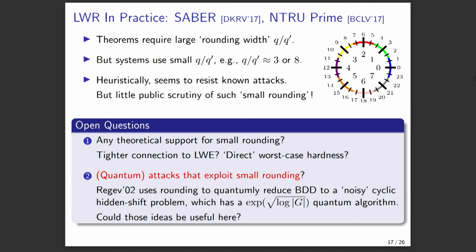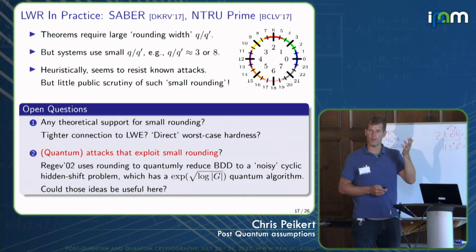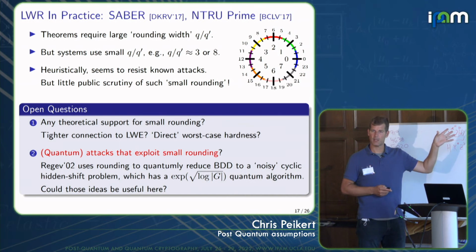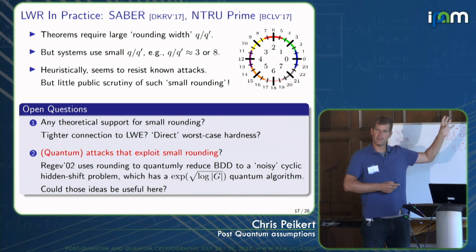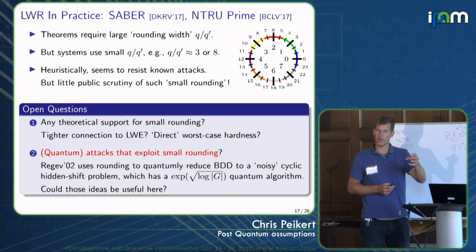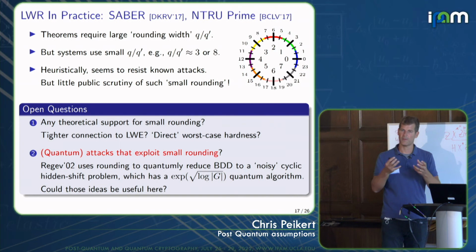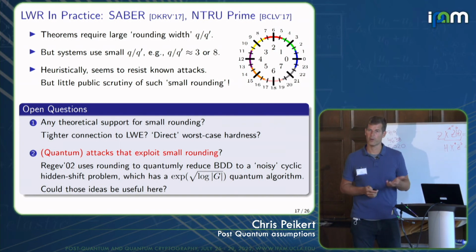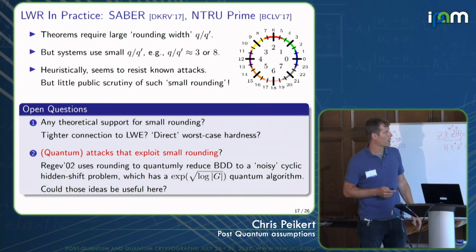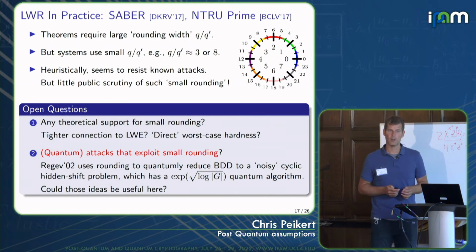Before, Simon's problem was mentioned. So it's an interesting idea to think about: could we take small rounding and apply some kind of reduction to Simon's problem? This has been done for things like LWE before, and could small rounding make that reduction more efficient so that the quantum attack actually works better? It's a direction to consider. I haven't had any luck with it, but maybe you'll have an idea.